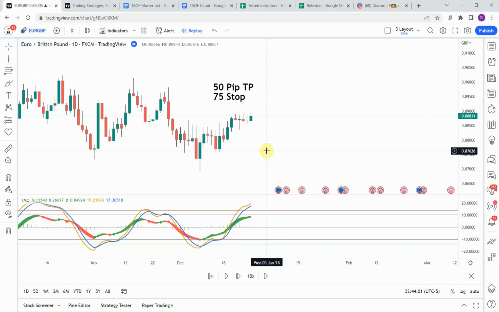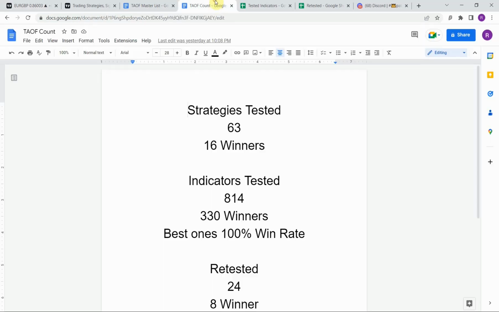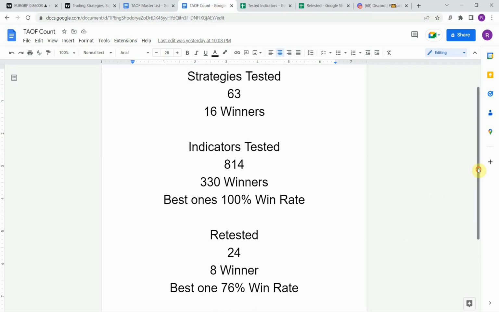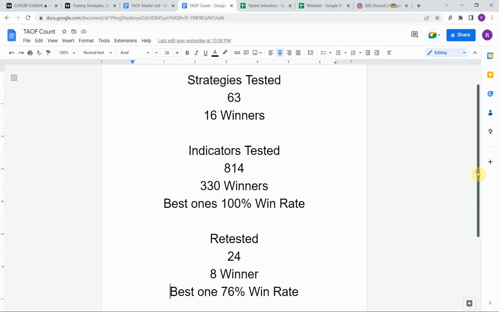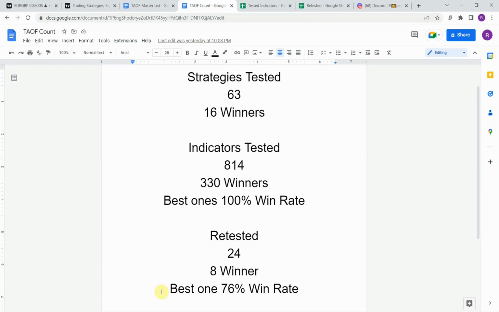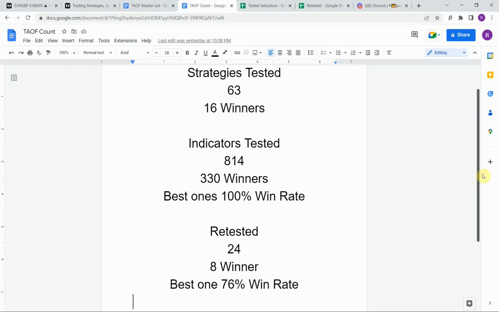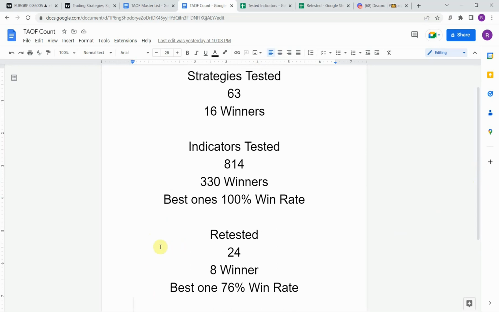Alright, as I said, today we will be testing the true momentum oscillator. Before we do though, I wanted to put the testing scoreboard up for everyone to see. So to date, we have tested a total of 63 different strategies, with 16 of them being profitable. We've also tested a total of 814 indicators, with 330 of them being winners. The best ones so far were able to achieve a 100% win rate. Now you need to go back and watch those videos to understand the context of how they were able to achieve that. So go back and watch those videos and see what you can get out of those winning indicators.